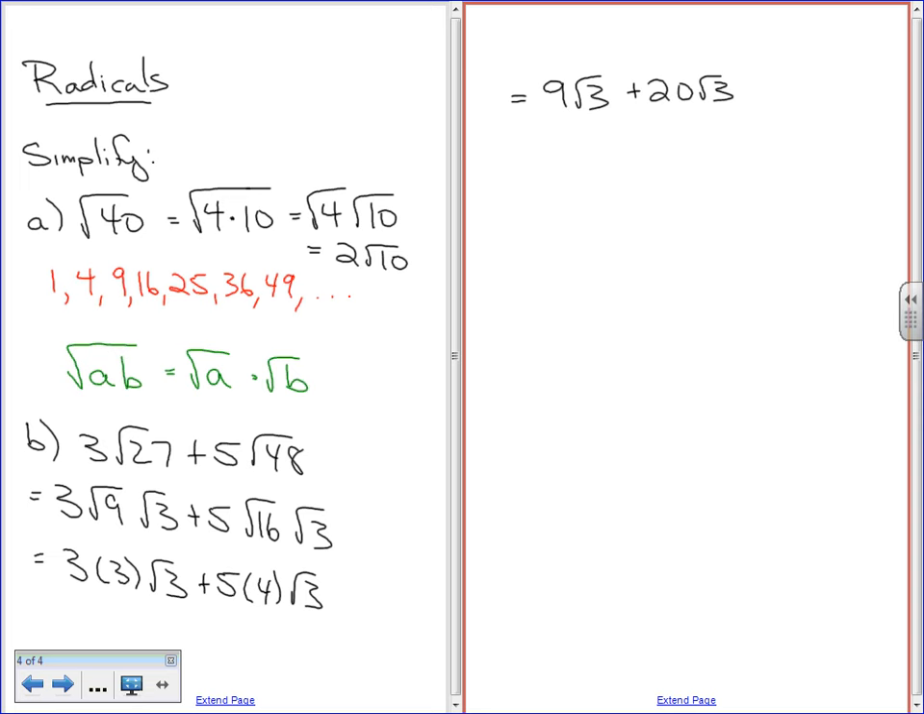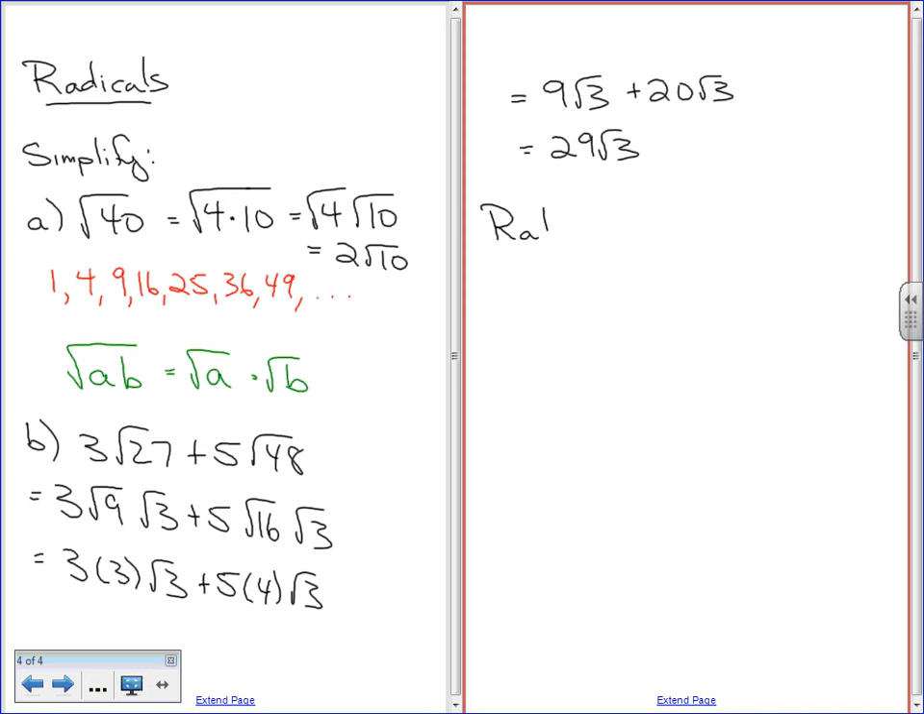20 root 3. And since I have like terms, just like algebraic terms, you can add x's, you can add y's together. I have 9 of these root 3's plus 20 of them. That means I have a total of 29 of them. Any questions on that?